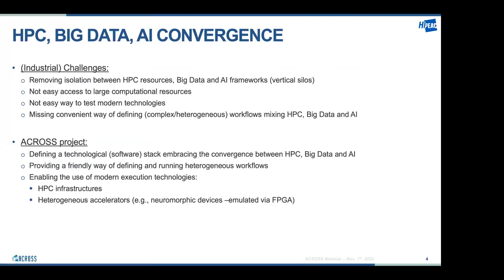So we started from considering some challenges. Most of them are industrial challenges that we considered and that also came from some of the partners involved in our project, which are big industrial companies. And the main one can be summarized also in the title of this slide. We are trying to tackle the challenge of creating a stack. I'm not just saying software because it can be partially software, but also involving hardware development and co-design.